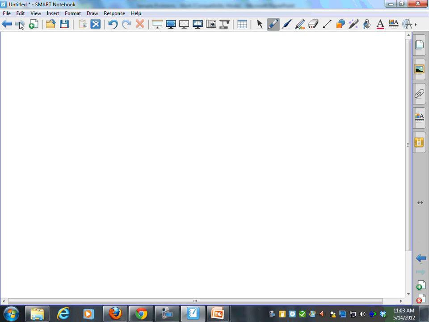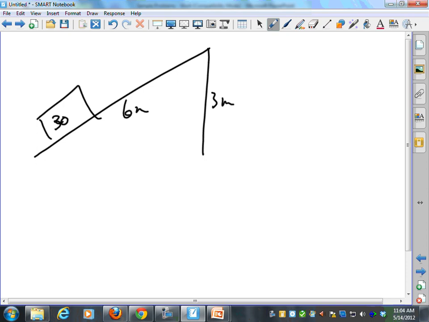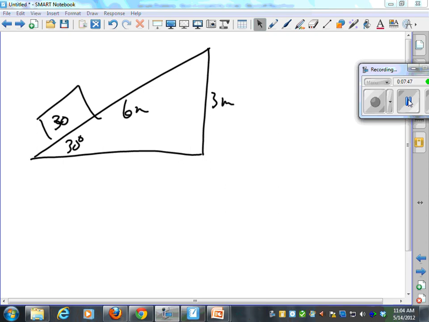How about you guys try this one on your own? A 30 kilogram block. We got 6 meters here, 3 meters there, 30 degrees. But give that a try. See what happens.